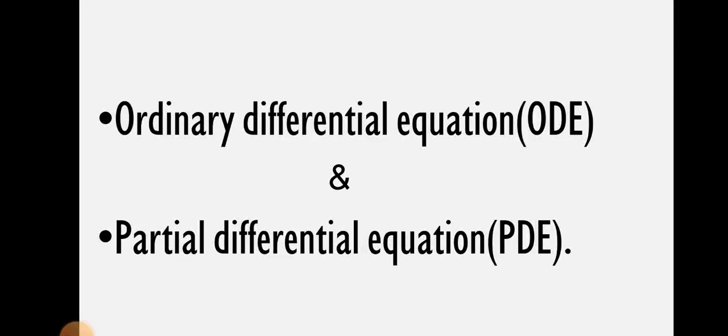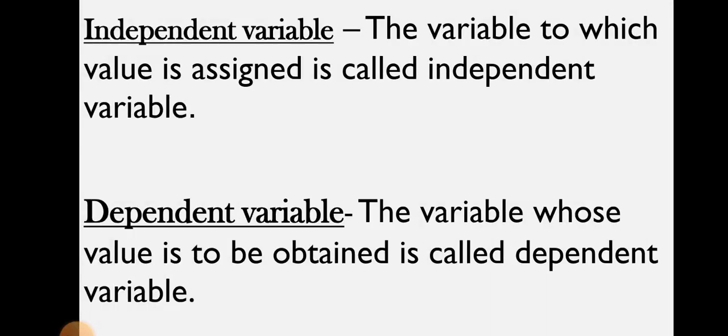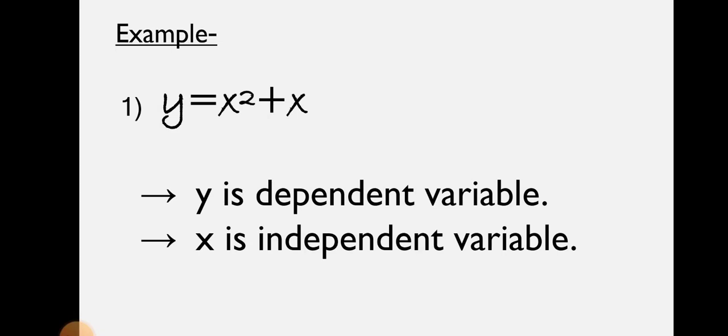Okay, so let's see the definition of independent variable. The variable to which value is assigned is called independent variable, and the definition of dependent variable is the variable whose value is to be obtained is called dependent variable. Let's take an example. y = x^2 + x. In this equation, when I plug in the value of x, then we get the value of y. So here y depends on the value of x, hence y is dependent variable and x is independent variable.